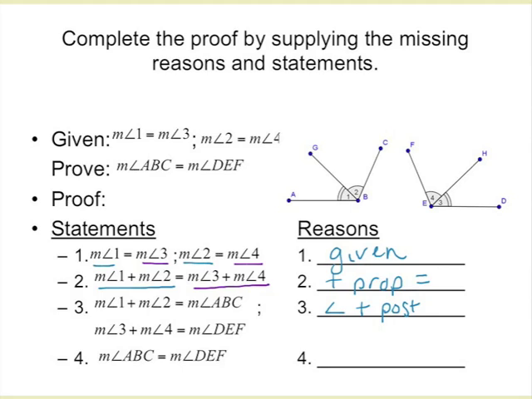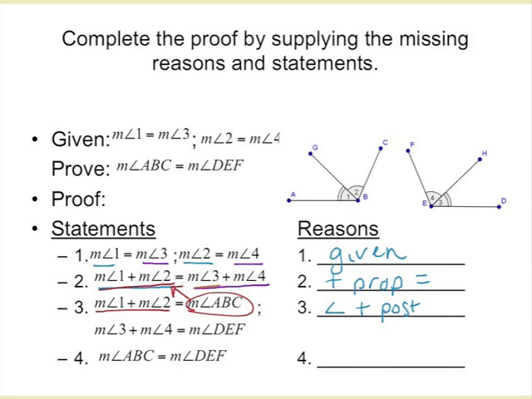So as we combine what we have in step 2 and step 3 here, in step 2, we have angle 1 plus angle 2, and we say that again in step 3, but we now call it ABC. So we're going to plug that in.